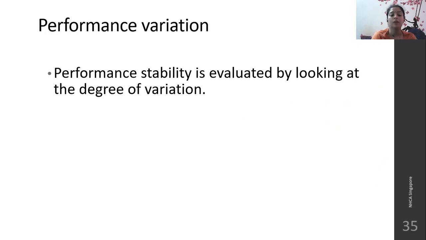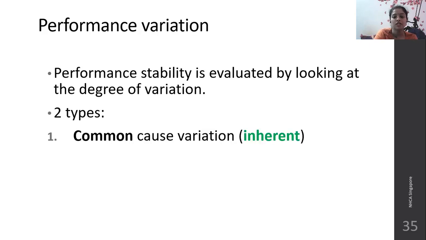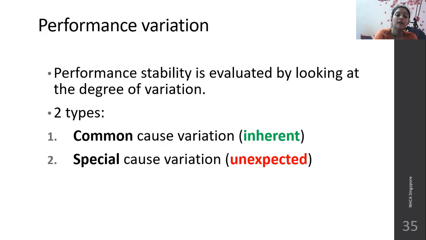Performance variation. Performance stability is evaluated by looking at the degree of variation. Sometimes variation will be due to internal factors and external factors. It may be variation that is repetitive in nature, or sometimes once in a blue moon a variation took place that may affect the performance. So you should keep in mind what variations, the chances of variations that took place while you are evaluating the performance. There are two types: common cause variation, that is inherent, mostly repetitive; special cause variation, that is unexpected.